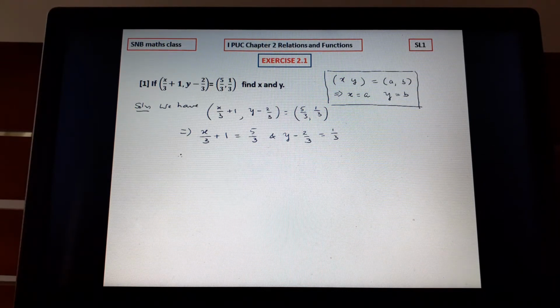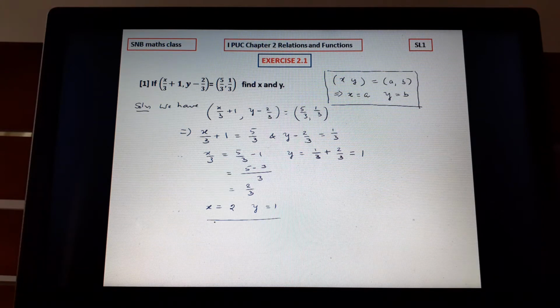So, therefore, x/3 must be equal to 5/3 minus 1 and y must be equal to 1/3 plus 2/3. So, this LCM is 3, 5 minus 3, and here this is 1 actually. So 1/3 plus 2/3, this is 1. So this you can simplify further. This is 2/3. Therefore you can say, x/3 equal to 2/3. So x equal to 2 and y equal to 1. So this is the value.